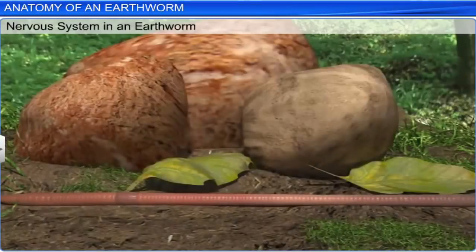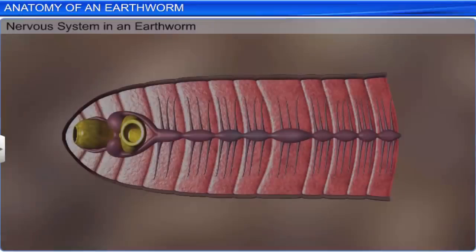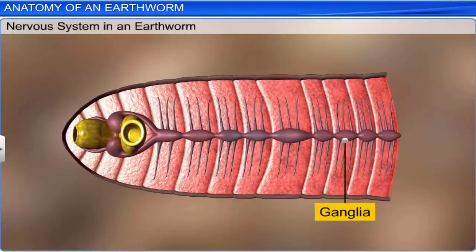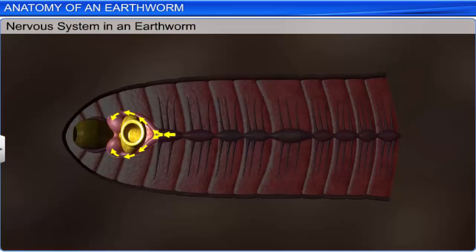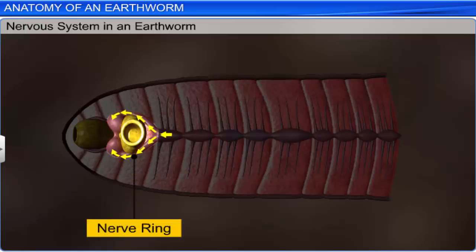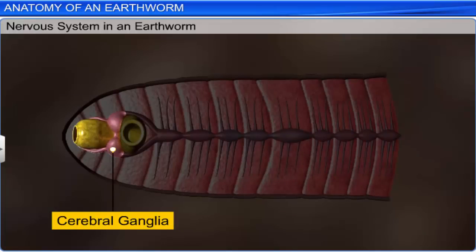The anatomical study also includes the nervous system, which consists of ganglia that are connected to a double ventral nerve cord. At the anterior end, in the third and fourth segments, the nerve cord bifurcates, encircles the pharynx, and joins the cerebral ganglia to form a nerve ring. The cerebral ganglia, along with the other nerves in the ring, integrate sensory input as well as control the muscular responses of the body.